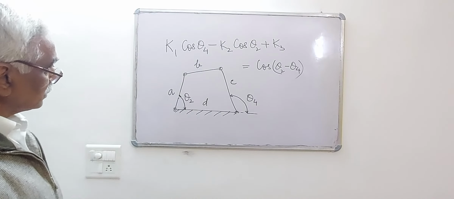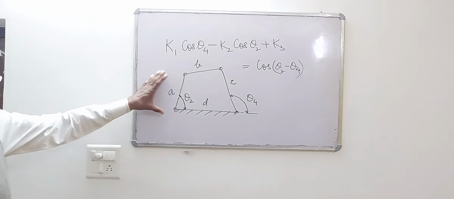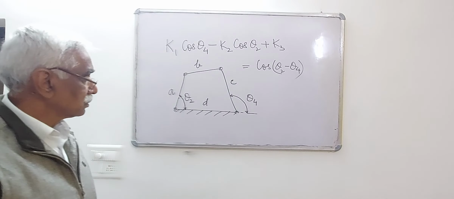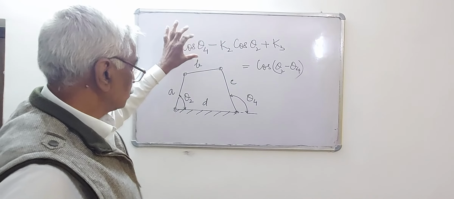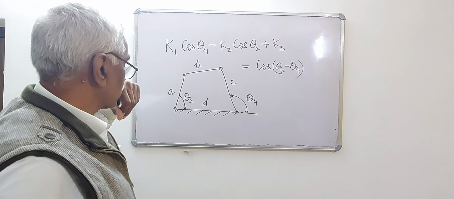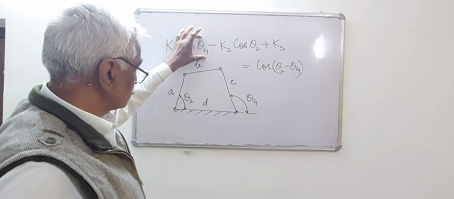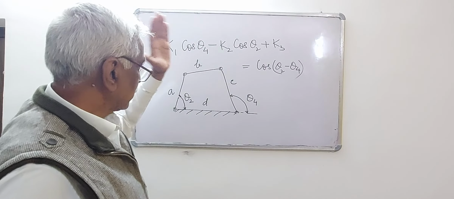Though I have already discussed this in lecture number 2, this is also very important so far as the design of 4-bar linkage is concerned. So we will discuss this in detail in the next lecture. Since there are 3 constants, K1, K2 and K3, their values can be determined only for 3 different values of theta 4 and theta 2. There will be 3 sets of angles of theta 2 and theta 4.